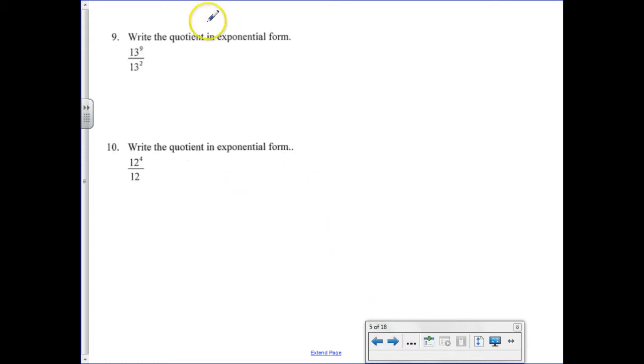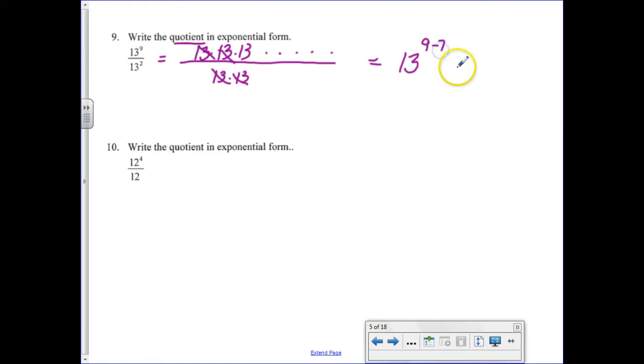Oh wait, now we have a quotient, so I'm dividing. And remember, you can always resort back to writing out what this means, 13 to the 9th power means 13 times 13 times, and so on, over 13 to the 2nd power, and you'll get two sets that divide out to be exactly 1. Or, if you remember, the pattern that we discovered and established is when it's a division problem, you simply subtract the exponents. That should be a 2. Your final answer, there we go, is 13 to the 7th power.